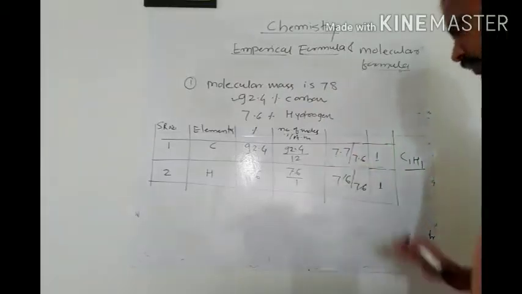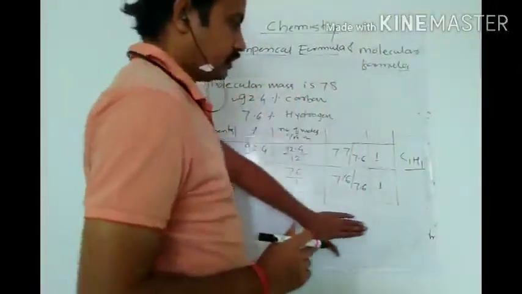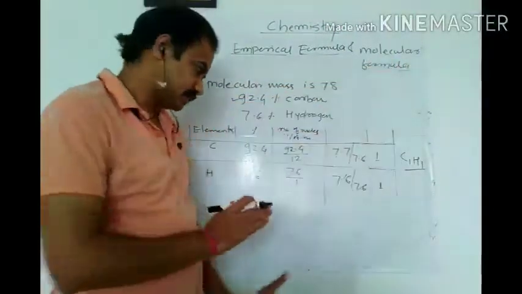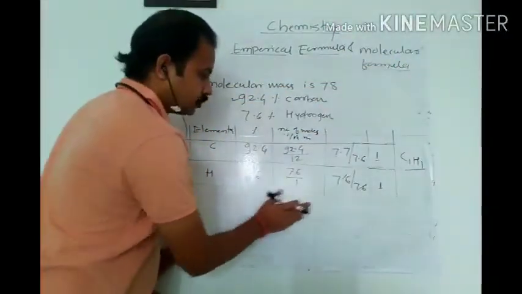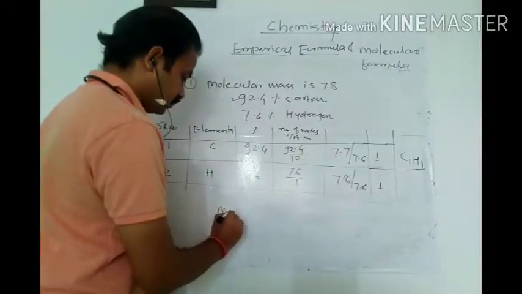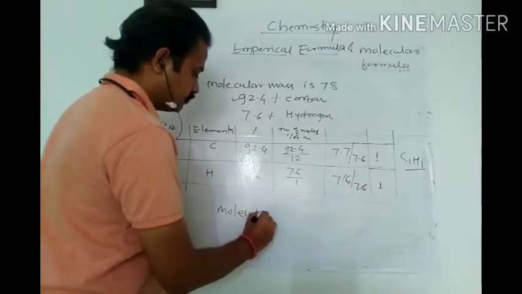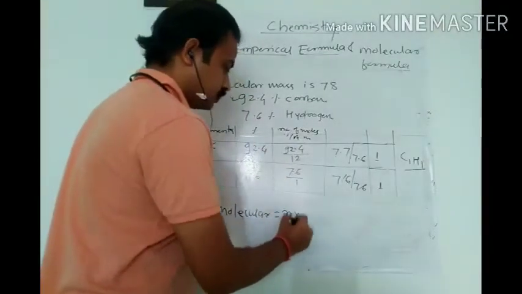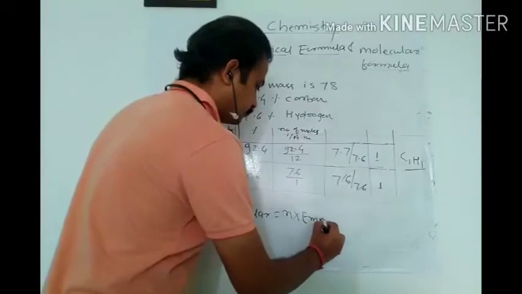Now next, how to calculate the second term, that is the molecular formula. Basically, the molecular formula can be written as N into the empirical formula.